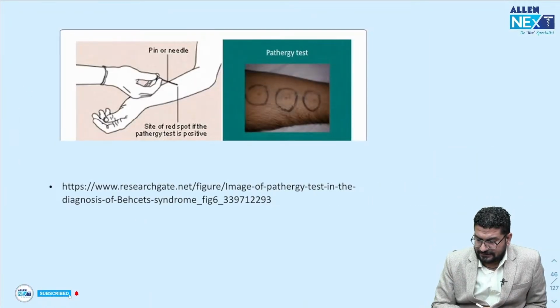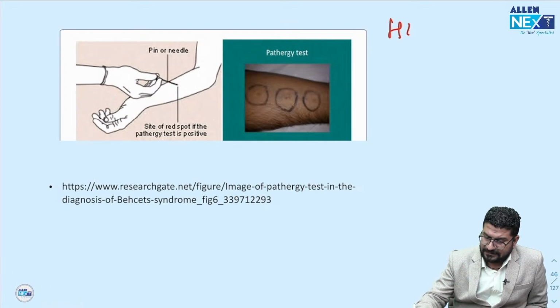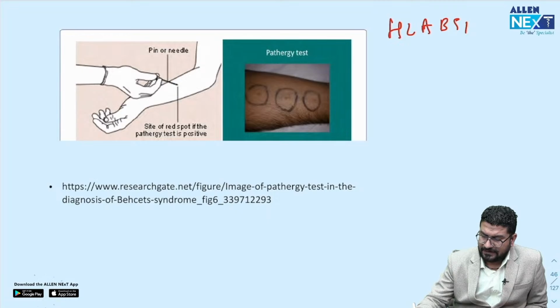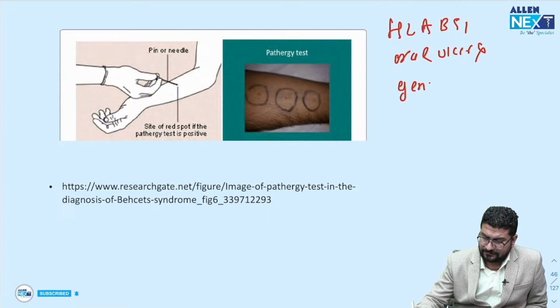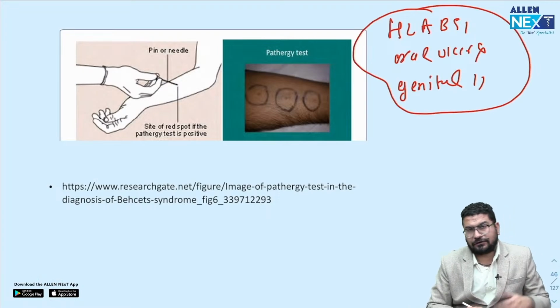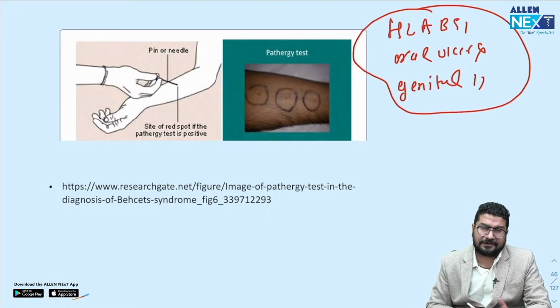This is the pathergy test. So you can see a positive pathergy test, HLA-B51. Then we have recurrent oral ulcers and recurrent genital ulcers. So these are seen in a patient with Behcet syndrome. We also call it the Silk Road disease. So treatment will be steroid.